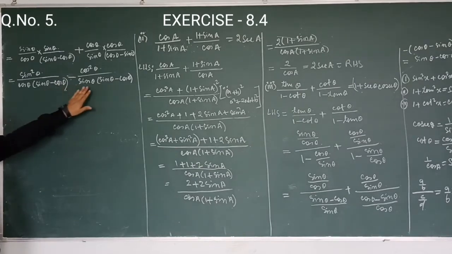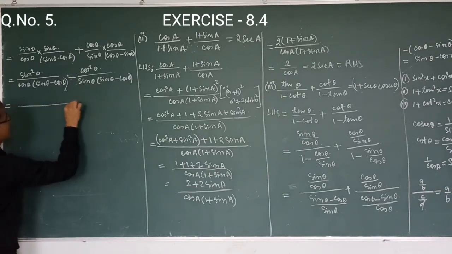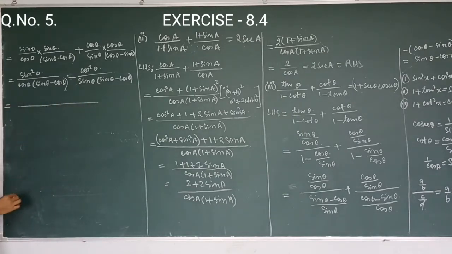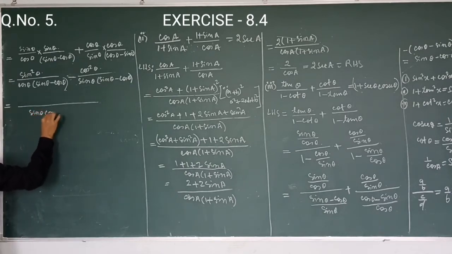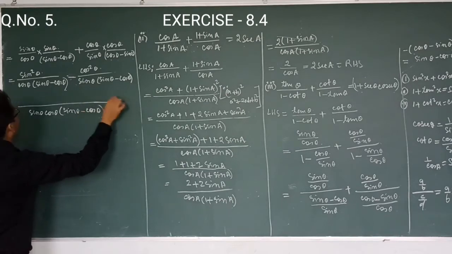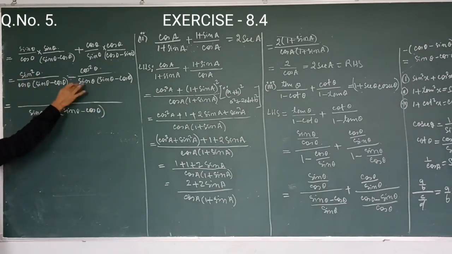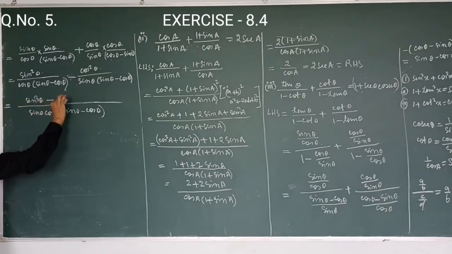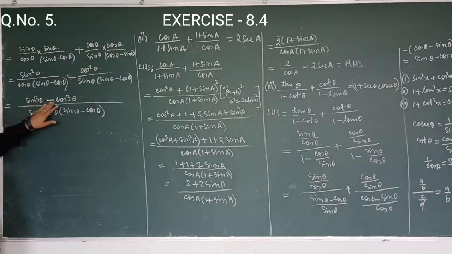So after that we are taking the LCM. When we take the LCM, our LCM is sin theta cos theta, and this is sin theta minus cos theta. This is our LCM. Then what I will get here, one sin is multiplied, then it's sin cube theta minus cos cube theta.